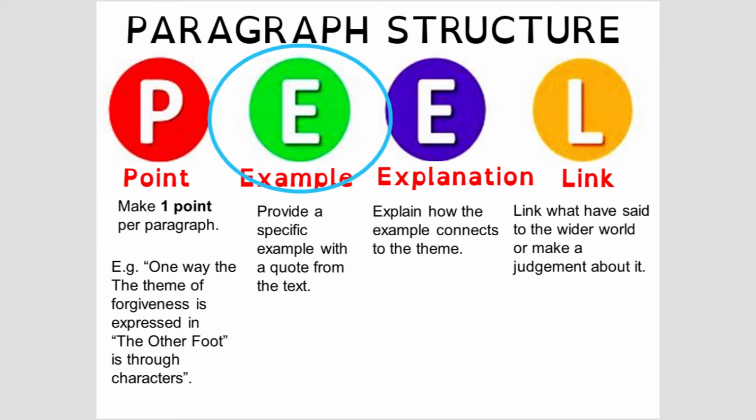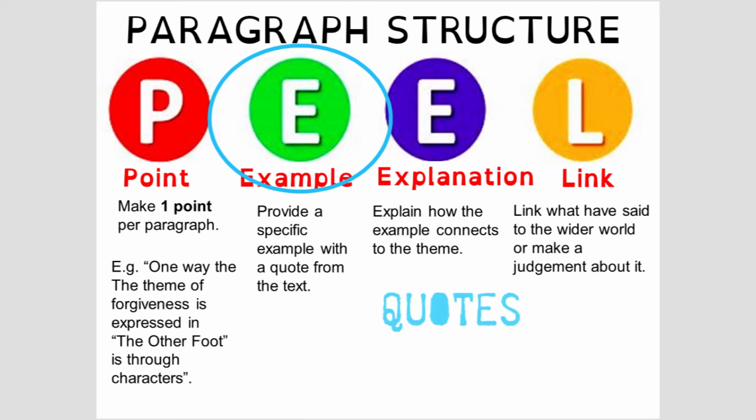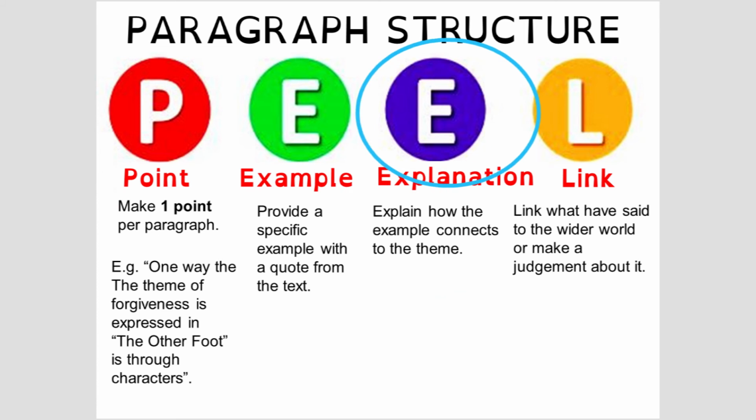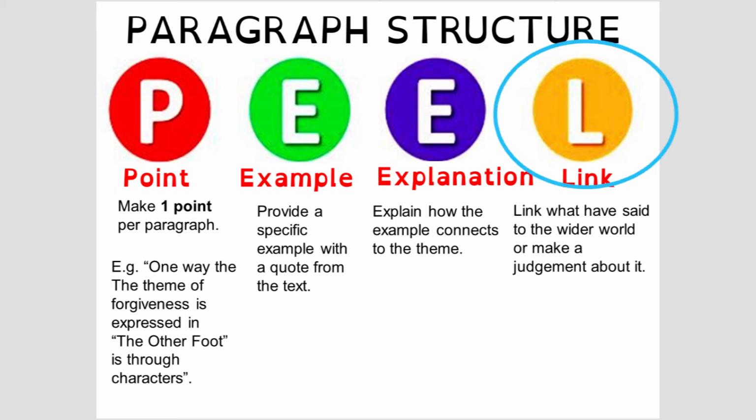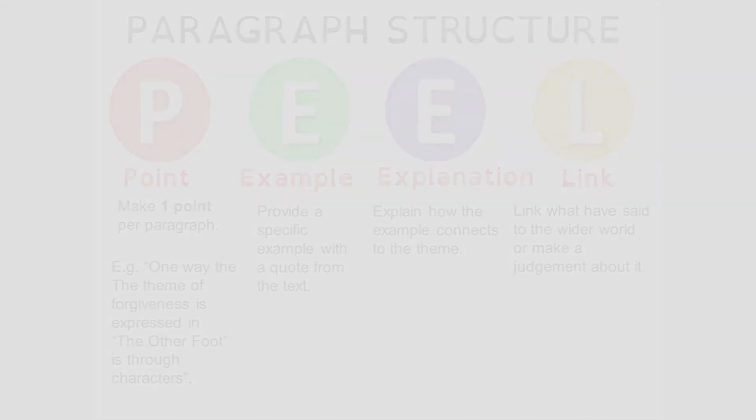Next I'm going to find an example in the text of this point. So with the plot, you're going to find some important events that teach us about revenge, and it's always good to include a quote from the text as well. And then explain that. You can't just give an example, but you need to explain to me why that example shows us about the theme. And then link it to what we can learn from it. Is there anything going on in the real world or in your life that links to this theme and links to the examples that you've given?